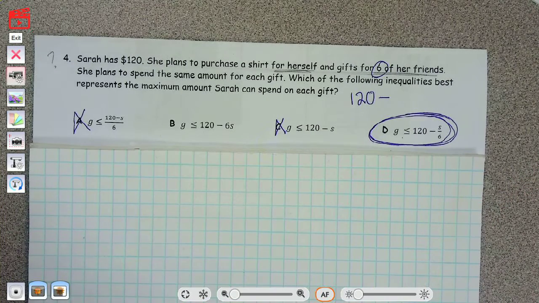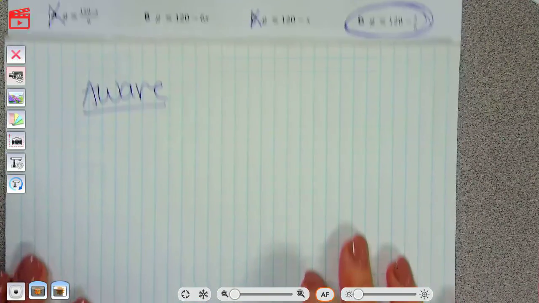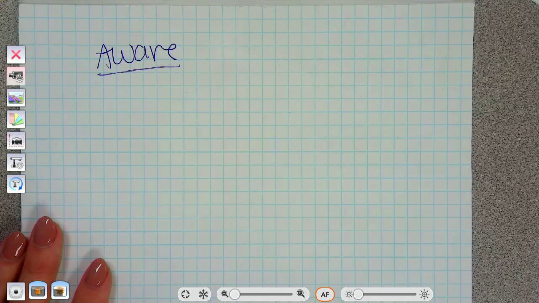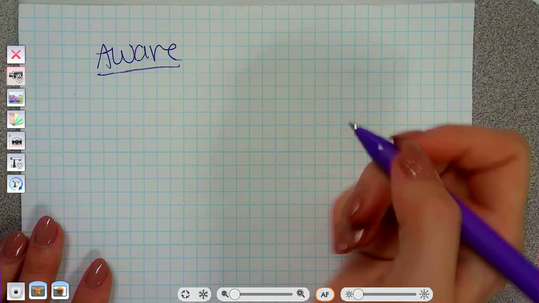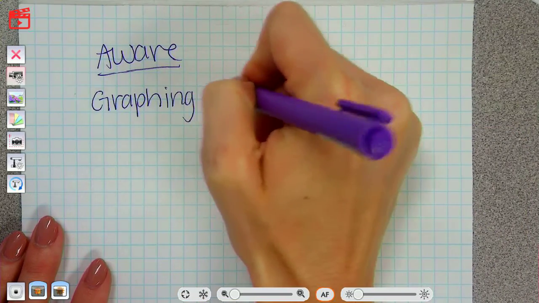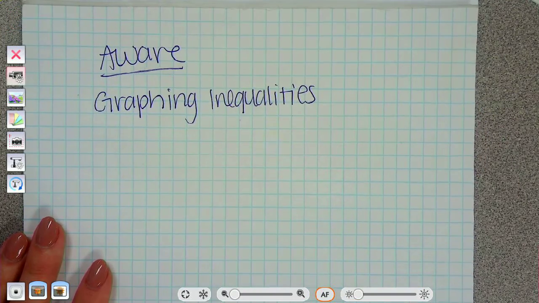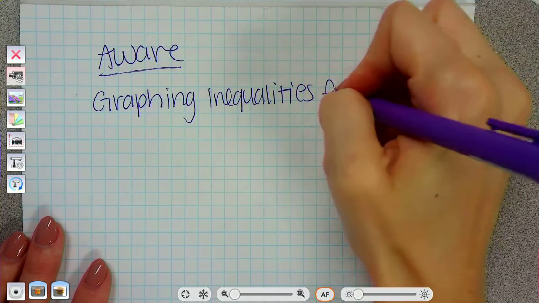Alrighty. Do not forget that you also have a practice on Eduphoria. If at any time you want me to reopen it for you, I can do that. Sorry, it's not on Eduphoria, it's on Aware. Okay, remember, tomorrow you have to go to Lockdown Browser, but this practice is not on Lockdown Browser. It is called Graphing Inequalities from Standard Form Practice.